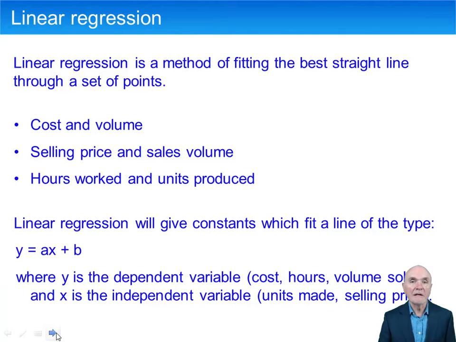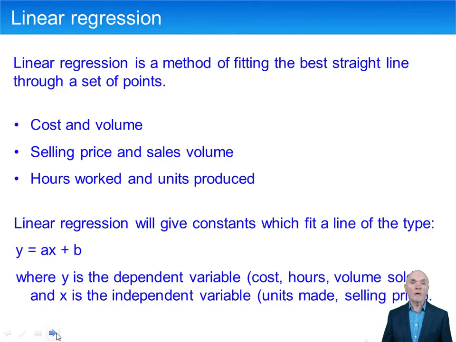Linear regression is a mathematical way of fitting the best straight line you can, hence the name linear, to connect two sets of variables. So you could maybe have the volume being produced and the cost of production. You'd expect some sort of relationship between those, and linear regression will give you the best linear relationship it can. It might be the price that you're charging for a product and the sales volume. There, as the price goes up, the sales volume will probably go down.